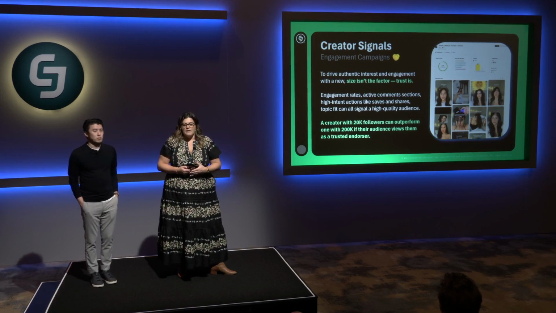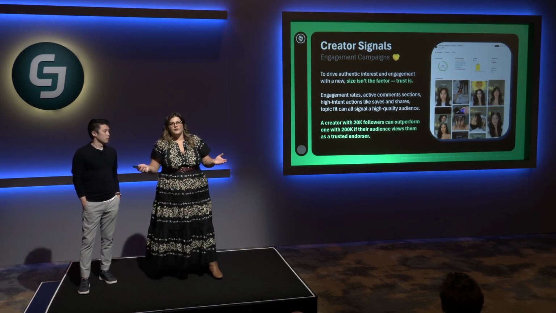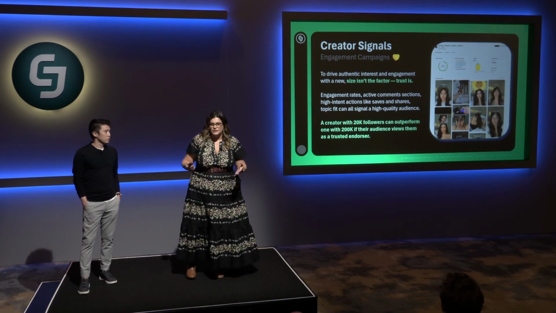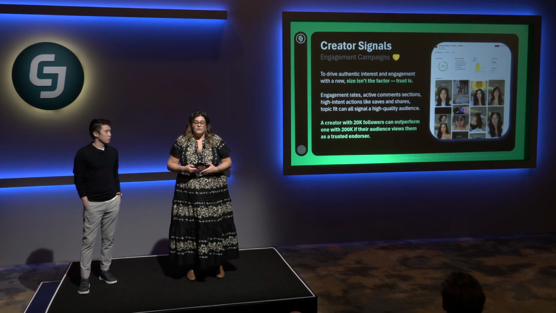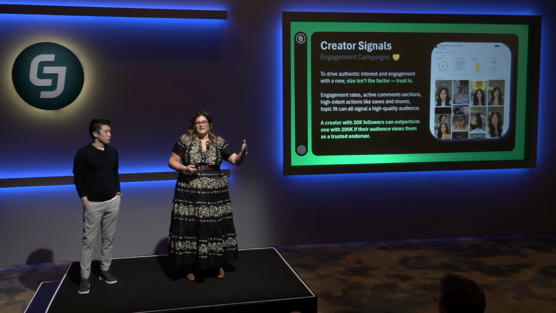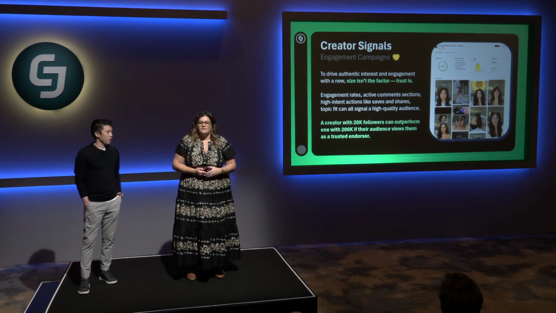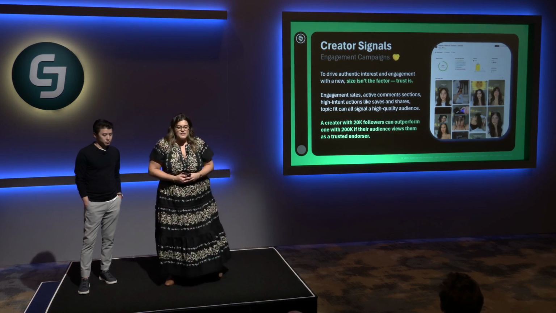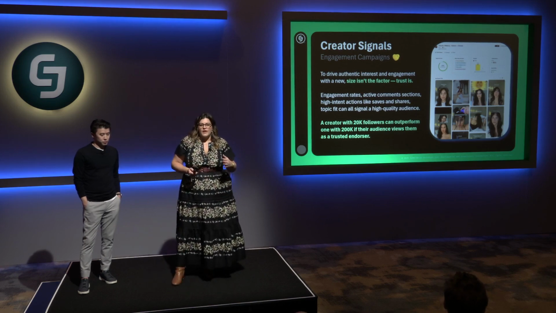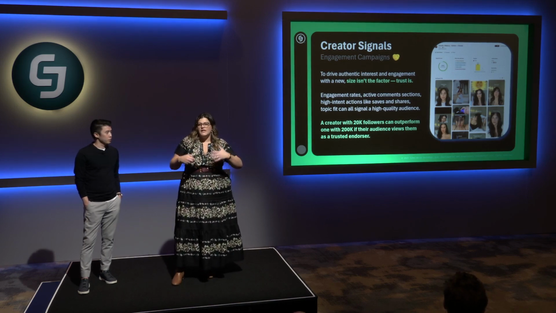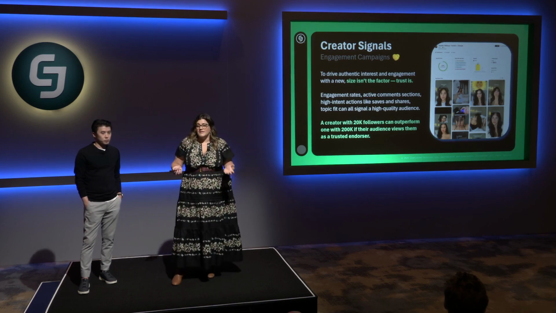So we see this all the time. A creator with 20,000 followers can drive better impact than one with 200,000 followers if that 20K follower audience really trusts that creator and looks to them as a true recommender of ideas. So these signals can really differentiate whether someone is truly building a community in a two-way conversation or if they're growing a following, because there's a difference and a distinction there.